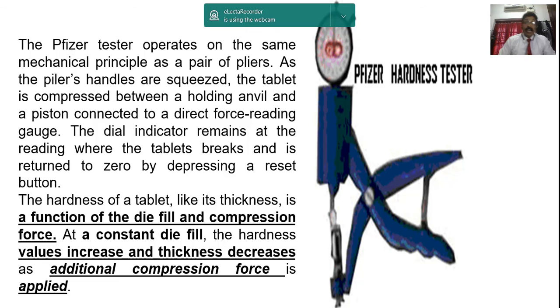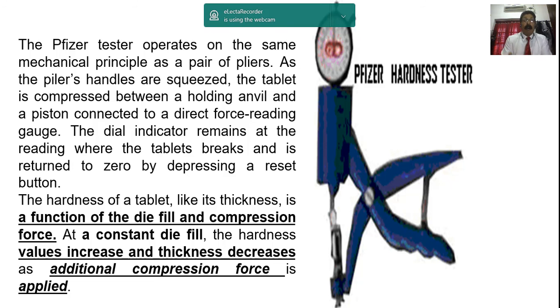And you can see the hardness of the tablet, like its thickness, is a function of the die filling and the compression force. So here, very important point. Hardness means very simple, anyone can understand. This is also very easy to understand, but this is the technology, the basic principle behind why the hardness differs in a tablet.